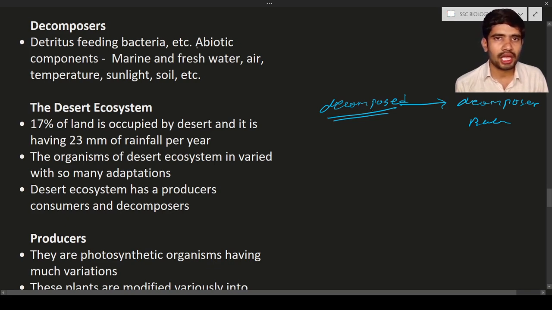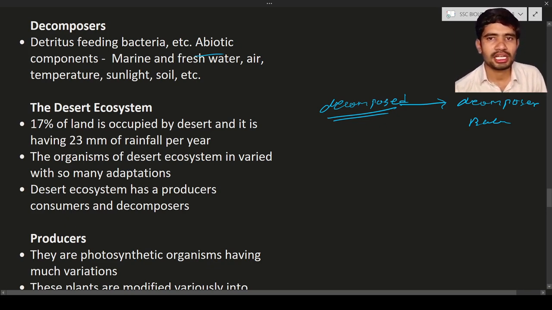In the same way, in the aquatic ecosystem also, biotic components are there, abiotic components are there. Whether it is an animal or a plant or anything, these decomposers are going to decompose, and they will mix their body into the soil of the ecosystem.